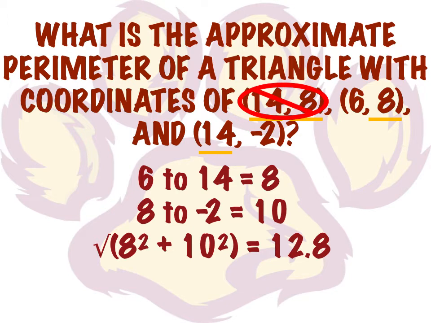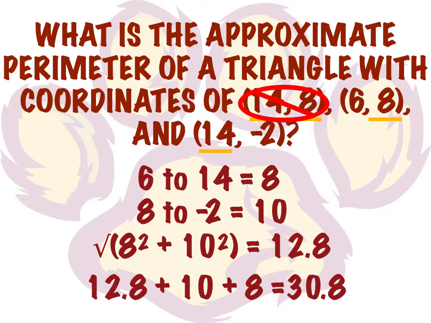Now all that's left is to find the perimeter, and perimeter is when you add up all the sides. In this case we have a triangle, so we've got 3 numbers to add up. We're going to add up the hypotenuse we just got, plus the 2 legs. So we're doing 12.8 plus 10 plus 8. So the perimeter of this triangle is about 30.8.